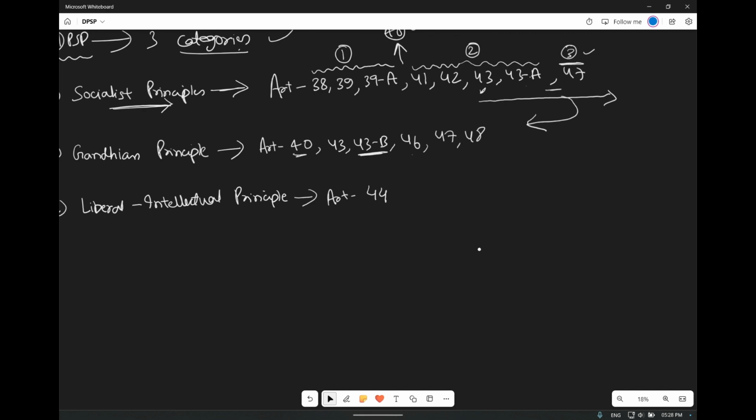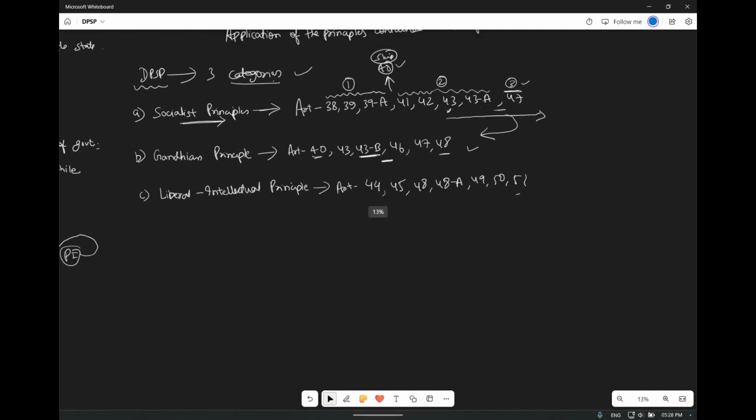Whatever has been skipped in this one, 44 is there. Now 45 is there. Whatever we have skipped here will be used: 44, 45, then 48, then 48A, then 49, 50, 51. Okay, understood?